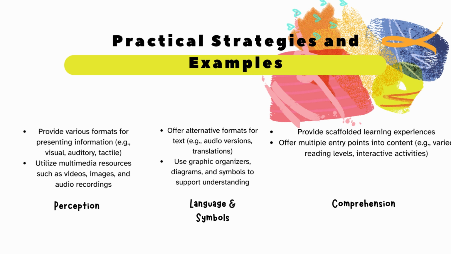Offer alternative formats for text. Example: audio versions, translations. Use graphic organizers, diagrams, and symbols to support understanding. Graphic organizers can help support understanding for ELL learners. Learners on the spectrum can use speech-generating devices that can help communicate preferences and emotions with symbols and pictures.